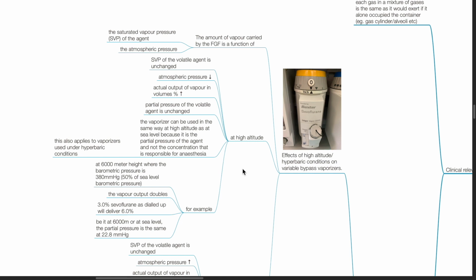3% sevoflurane as dialed up will deliver 6%. Be it at 6,000 meters or at sea level, the partial pressure is the same at 22.8 millimeters mercury. Under hyperbaric conditions, the SVP of the volatile agent is unchanged. Atmospheric pressure increases. Actual output of vapor in volumes percent decreases. Partial pressure of the volatile agent is unchanged.